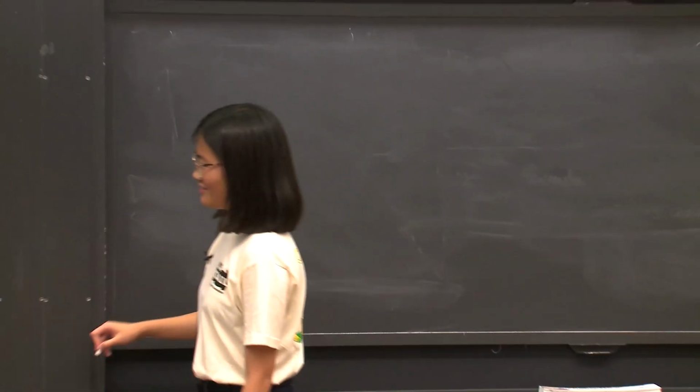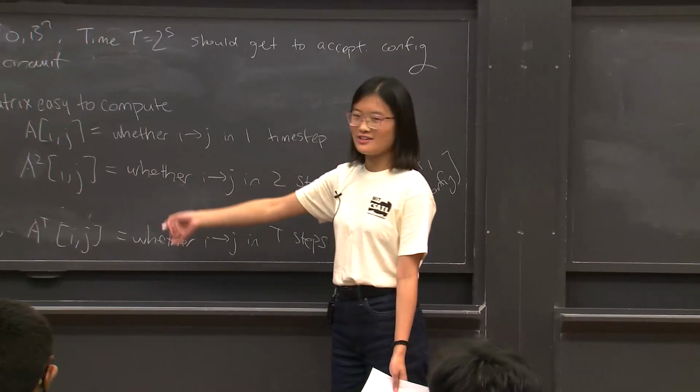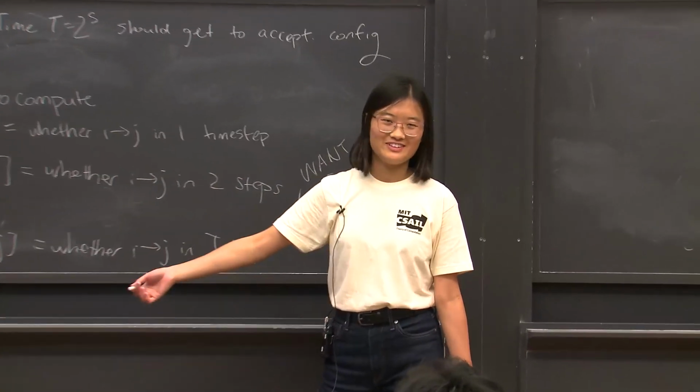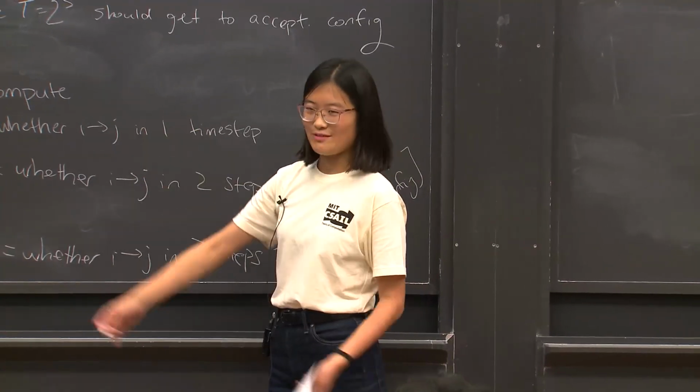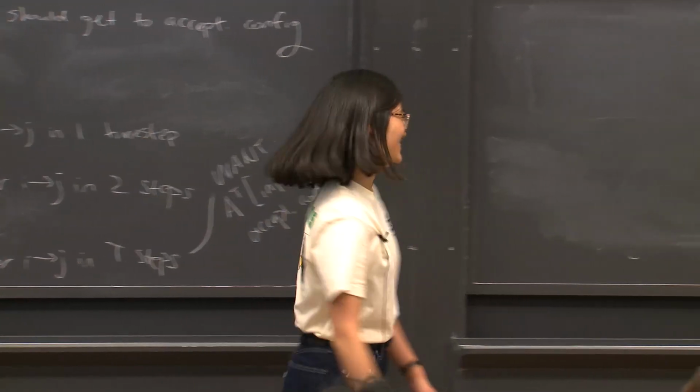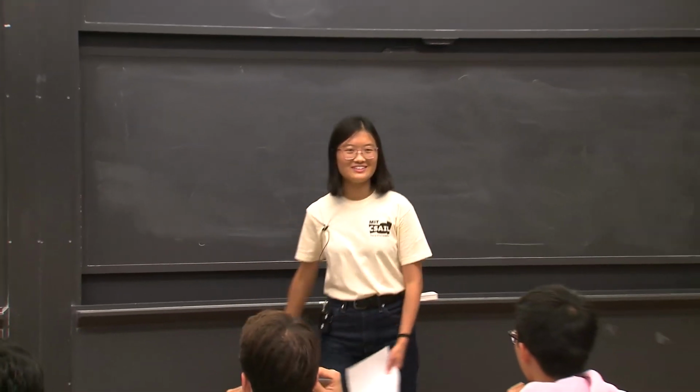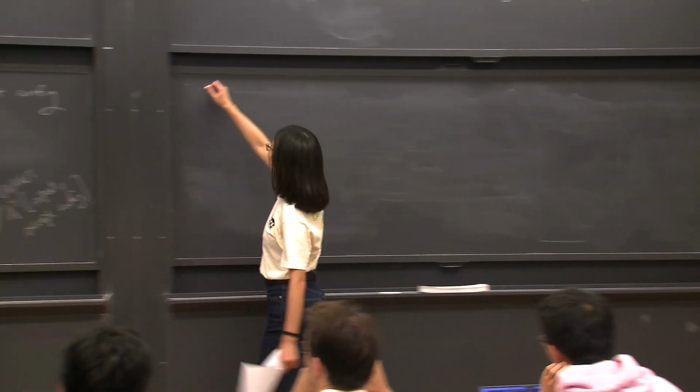So one thing you could do is compute A and then A squared and A cubed and A to the 4th. This is not so good, right? Because you're going to do it for t times. Your circuit has depth t. So what should we do instead? Repeated squaring. Great.